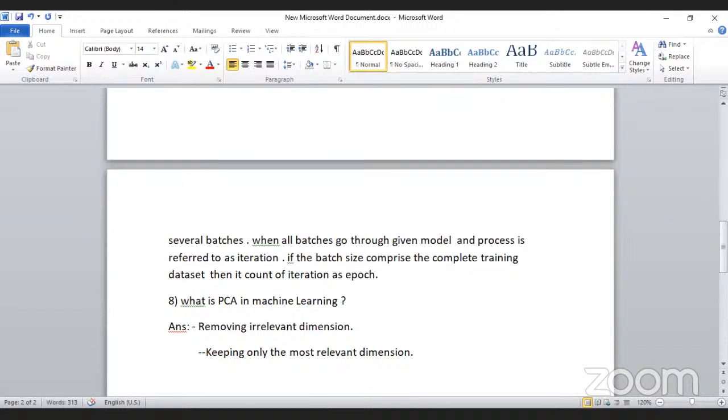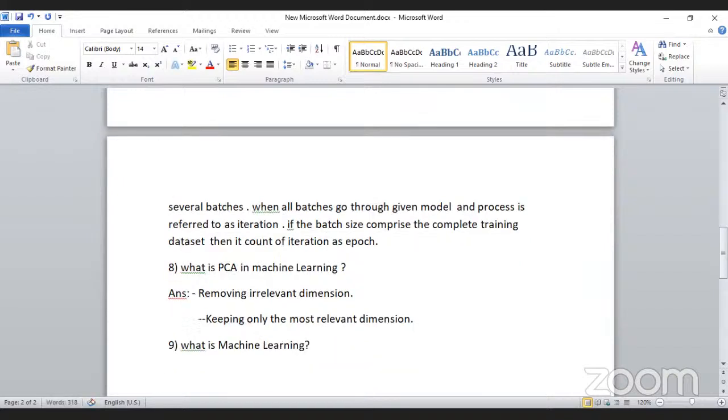So my ninth question is, what is machine learning?